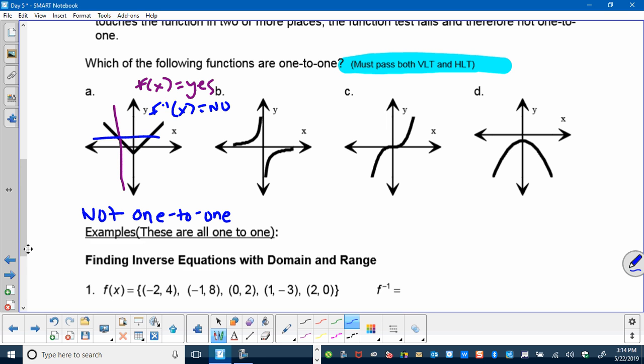What about for part B? It passes the vertical line test. So for f of x, that's yes. It also passes the horizontal line test. So for the inverse, that's also yes, a function. And because it passes both, we would write that that is yes, 1-to-1.